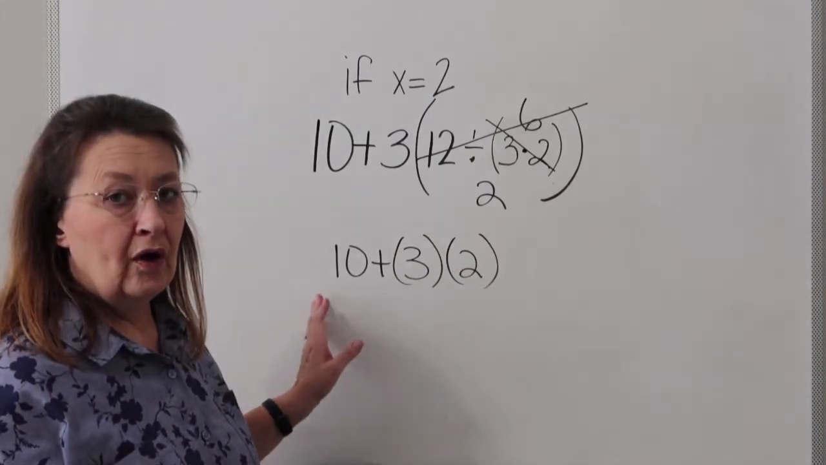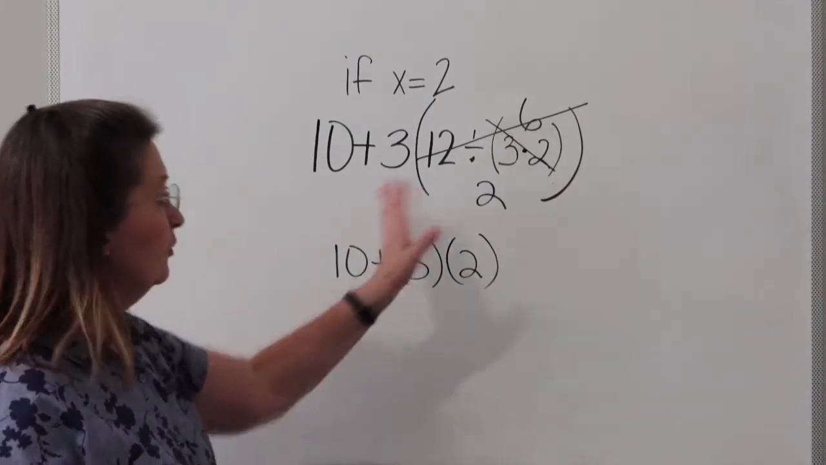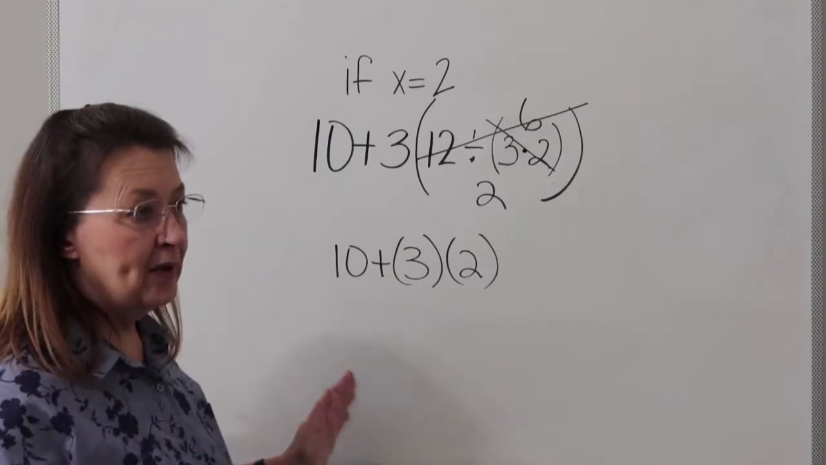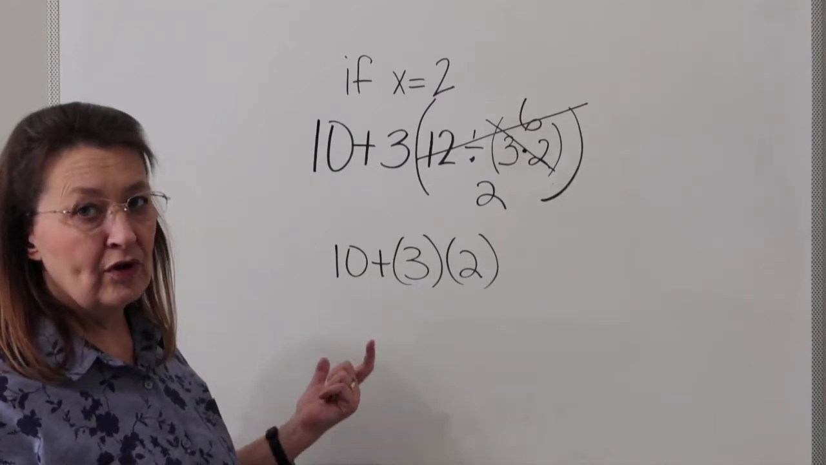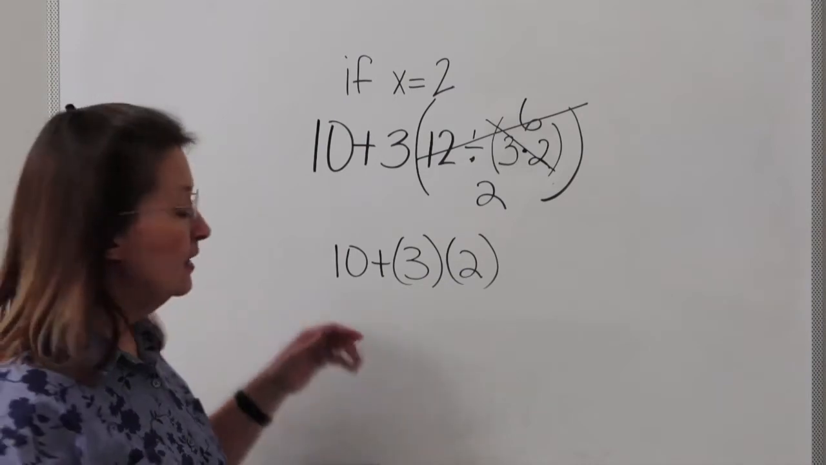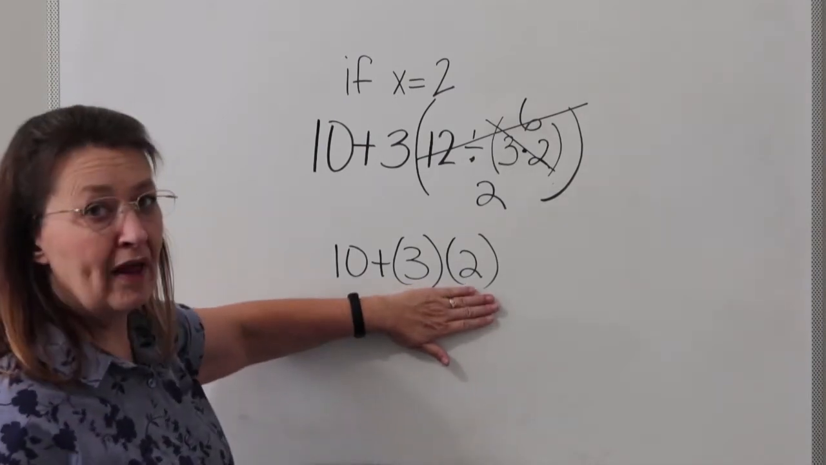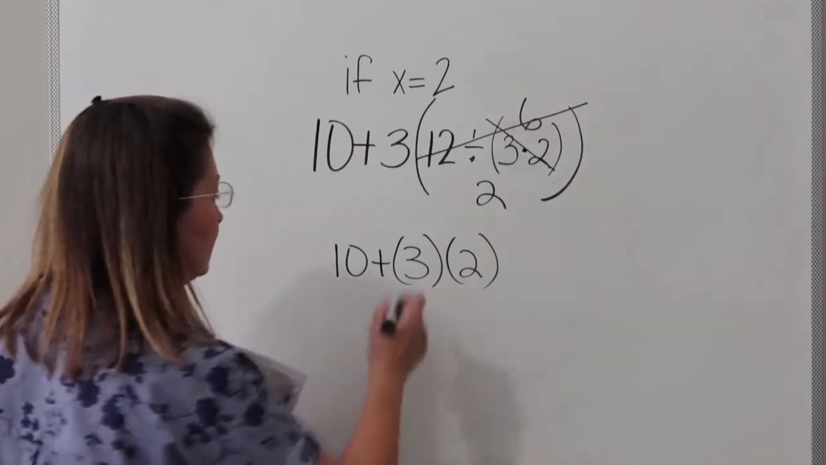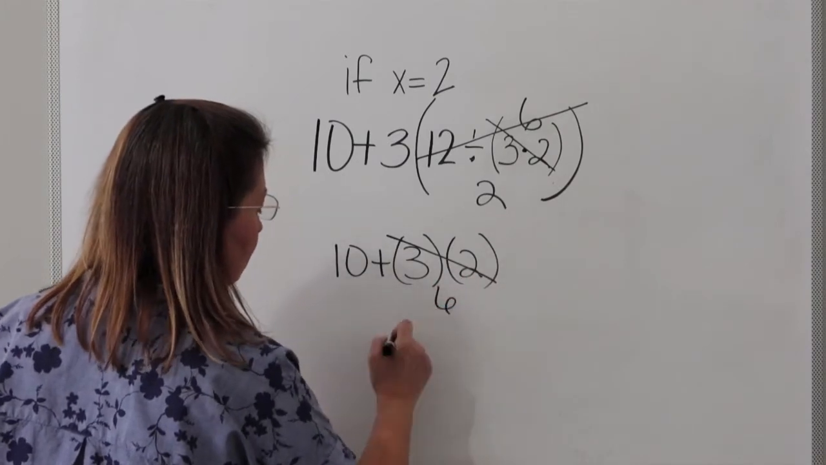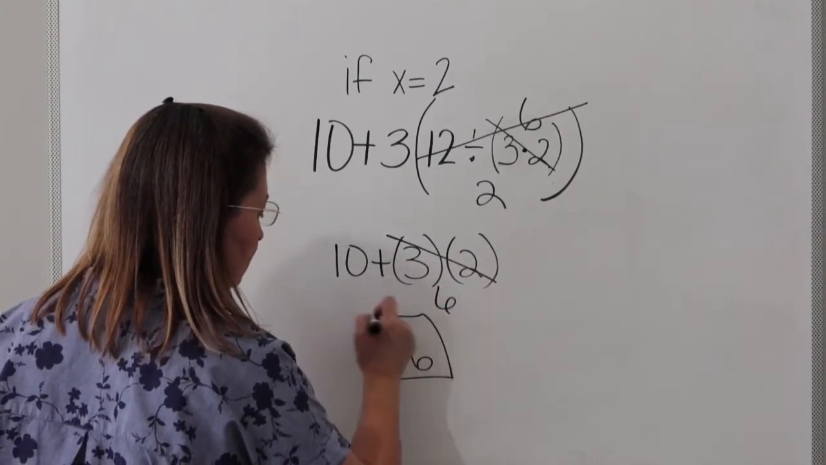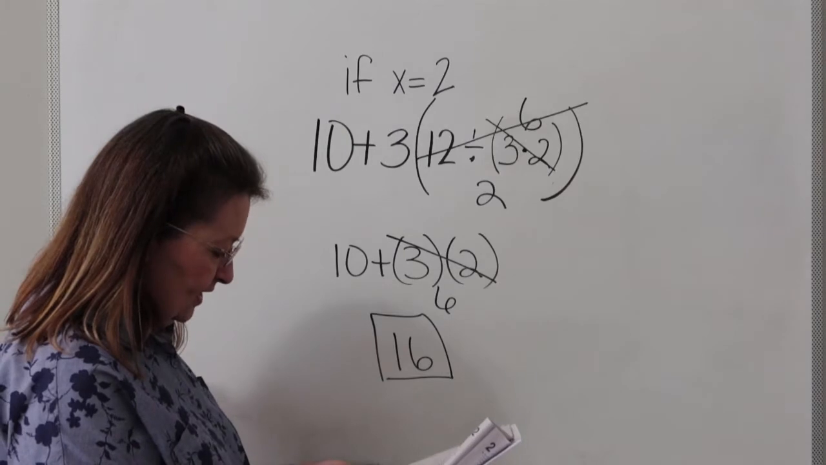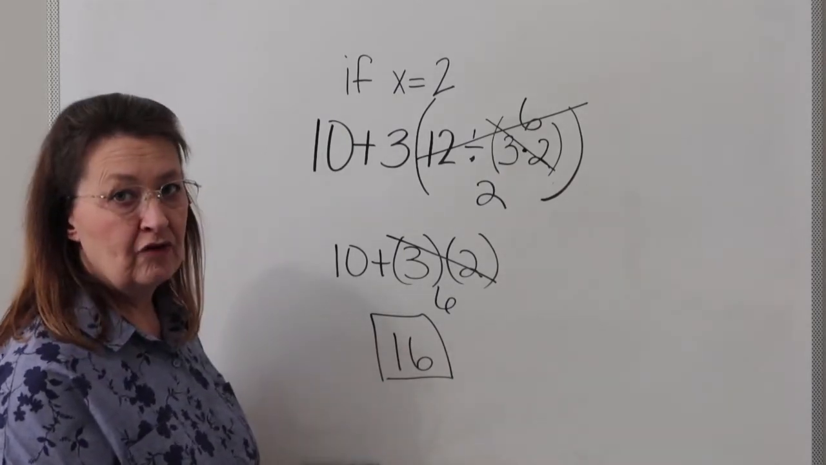Now, as far as PEMDAS goes, we're through with parentheses. We have no exponents. The next step is multiplication or division as you come to it from left to right. So we're going to have to come down here and multiply first. 3 times 2 is 6, and 10 plus 6 is 16. So our correct answer is B for number 3.